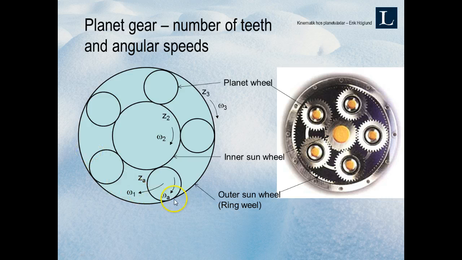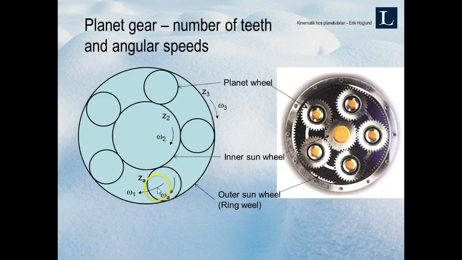Now, if we concentrate on the 3-wheel gear, we can see the terminology here. You have the inner sun wheel, which is indicated with a digit 2, the number of cogs, and the angular speed. If you go to the outer sun wheel, you have also here the number of cogs and the angular speed.